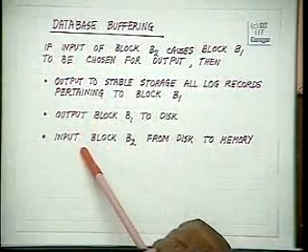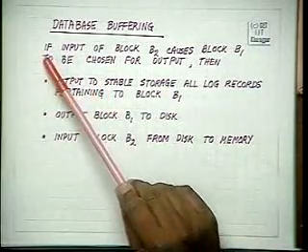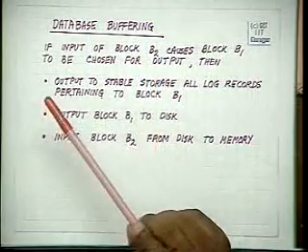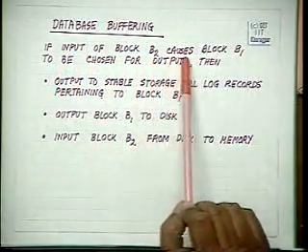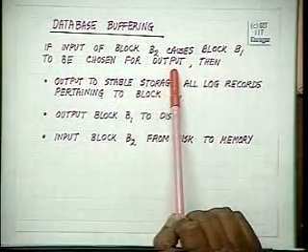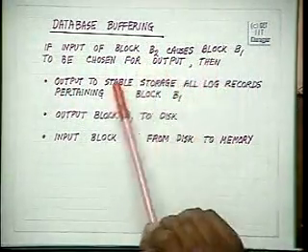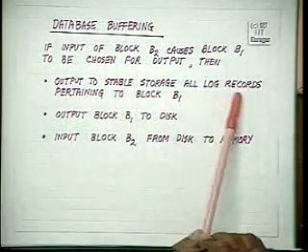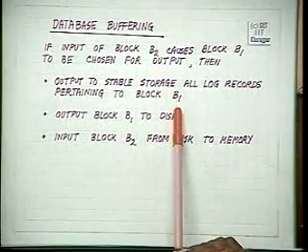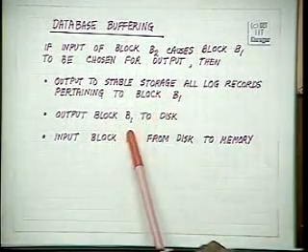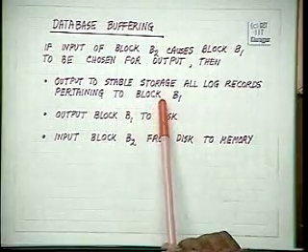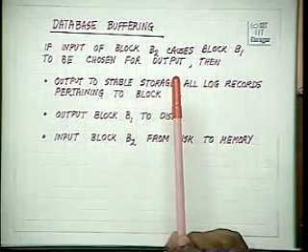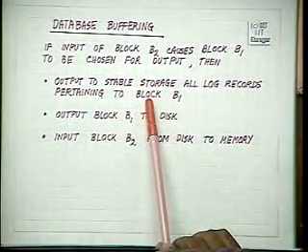So the conditions which have to be taken care of in such a situation is, if the input of block B2, this is input of database, if input of block B2 causes block B1 to be chosen for output, then the following steps have to be ensured. First, output to stable storage all log records pertaining to block B1. These are very logical steps, but we must take care of them. If every time any modification was done, log was to be written onto the log file into the stable storage, this is all right. This will always have to be maintained.